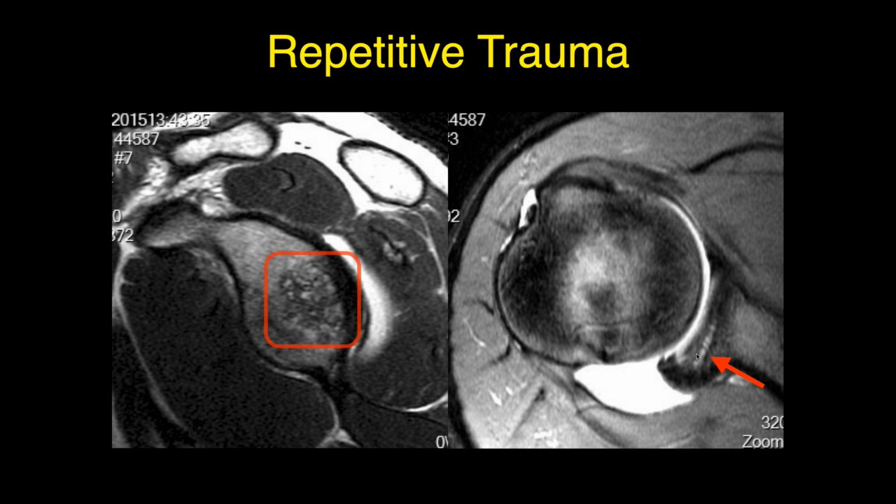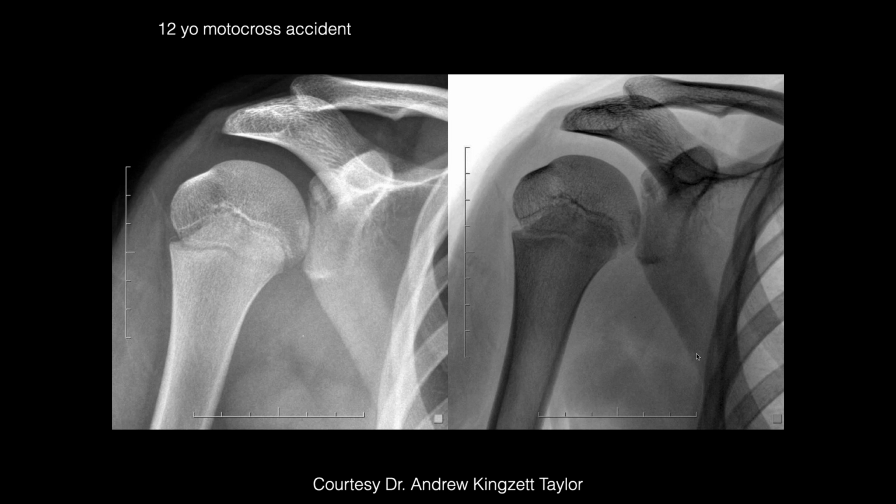This is also due to repetitive trauma from throwing, but this is in a younger kid where you typically are looking more for growth plate disease, but this is really due to repetitive impaction. All right, so 12-year-old motocross accident. Looks like there's a fracture there.